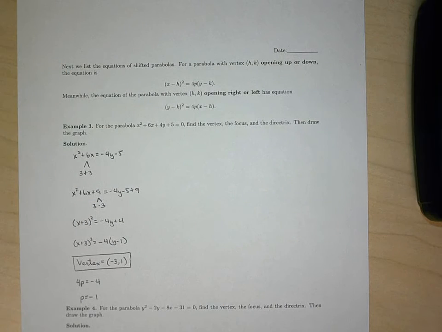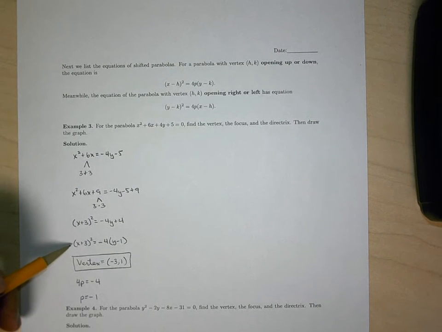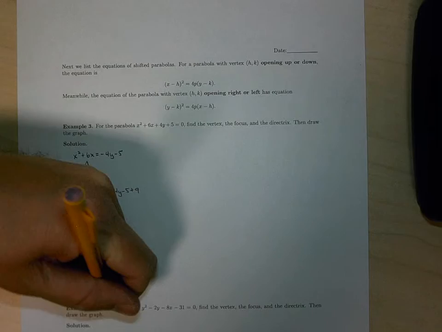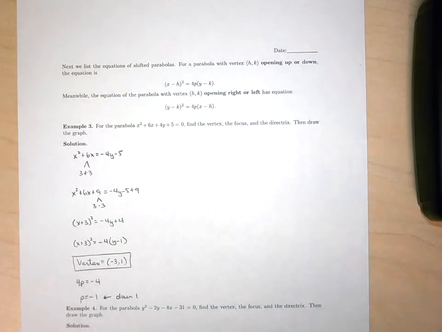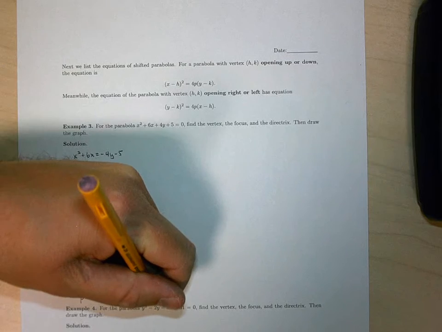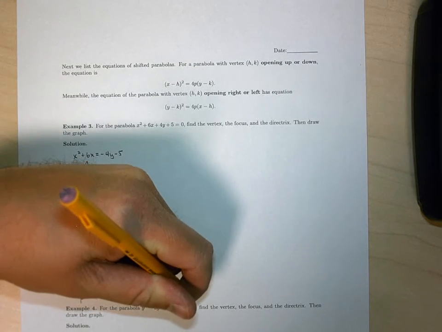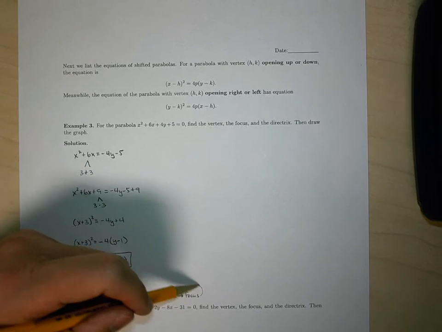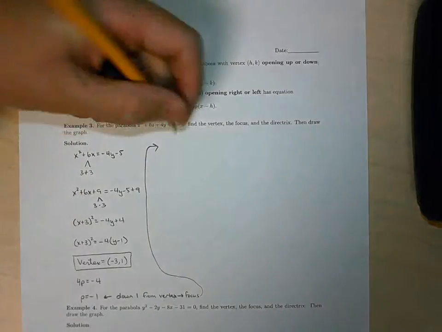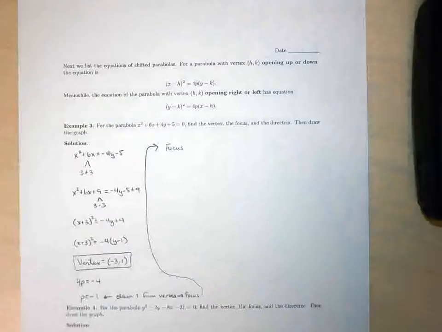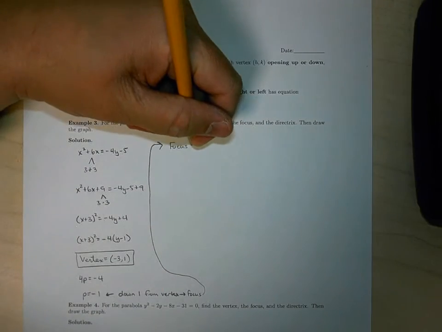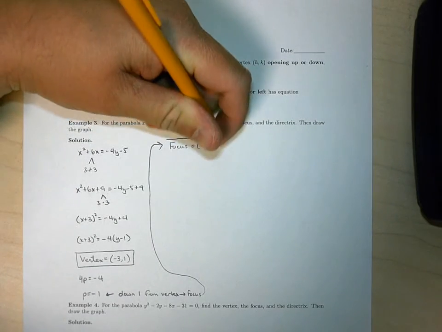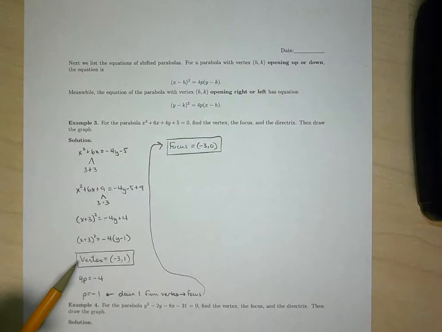Now let's look at the features here. It's got x squared, so that means it opens up or down. P is negative, so it must be down. So we're going down 1 from vertex to focus. What this tells me then is that the focus is at negative 3, 0. Again, if I begin at negative 3, 1 and then I go down by 1, that puts me at negative 3, 0.